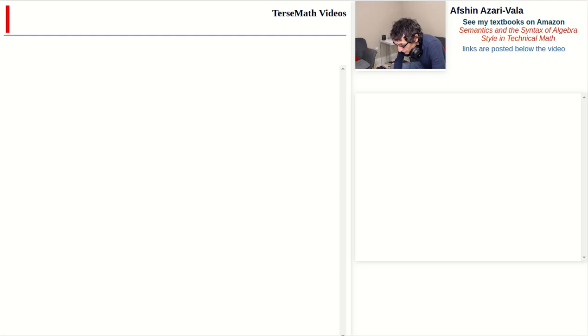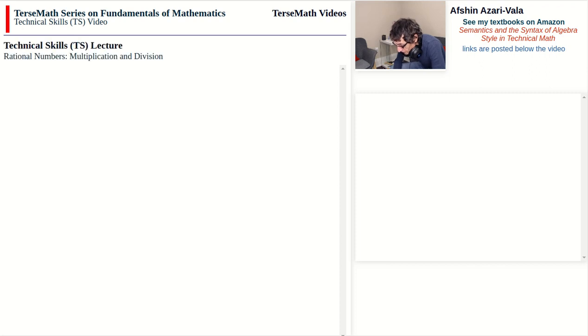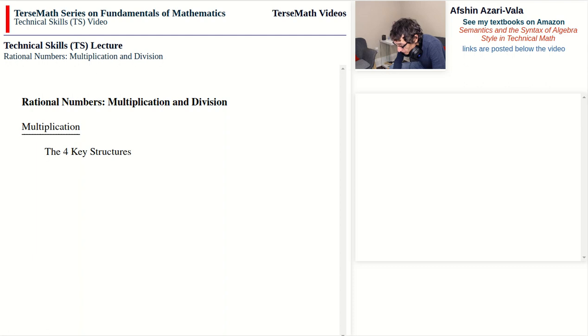In this video I will be talking about multiplication and division of rational numbers. This is a technical skills video. And I think we'll begin with multiplication. Now when we talk about the algorithm for multiplying rational numbers, this algorithm is sort of based on four key structures that I would like to talk about before I give you the algorithm itself. So the algorithm basically combines these four key structures in any order.